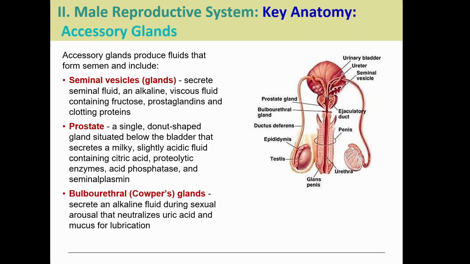The prostate is going to have a slightly acidic fluid with some citric acid, some proteolytic enzymes, some acid phosphatase, and seminal plasmin. This is going to help with some lubrication. And then the bulbourethral glands produce a very alkaline fluid during sexual arousal to neutralize the acidic environment that we find inside the vagina, because the vagina is relatively acidic in comparison to other body parts, and so it's kind of a hostile environment for any other types of cells. And so the bulbourethral gland will put things in the semen that will neutralize that acid, as well as provide some lubrication.